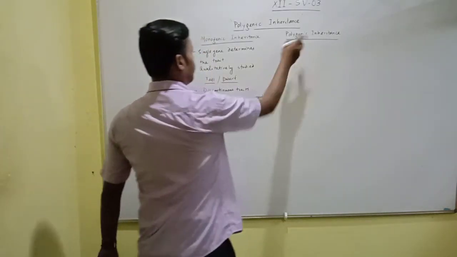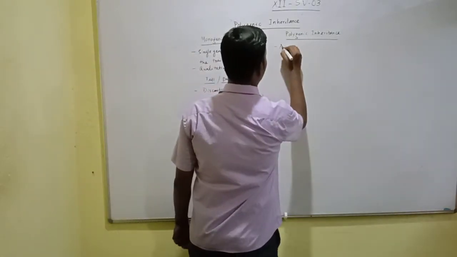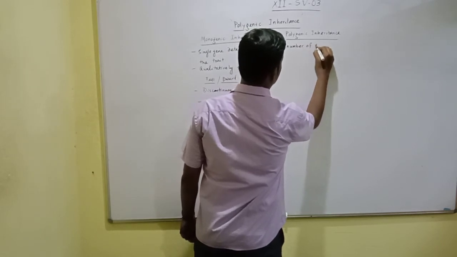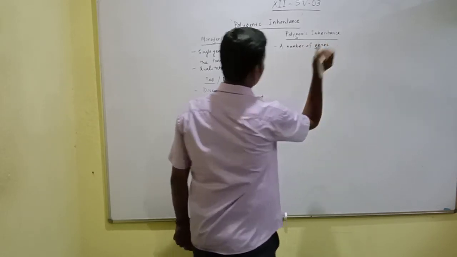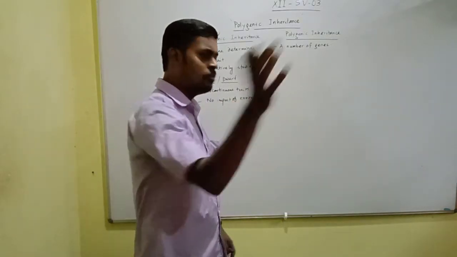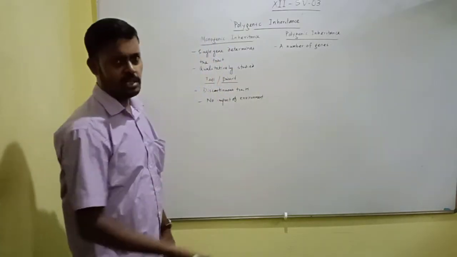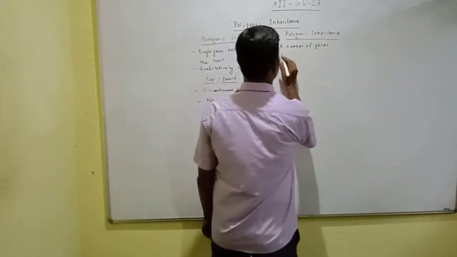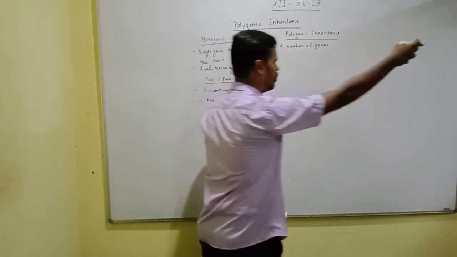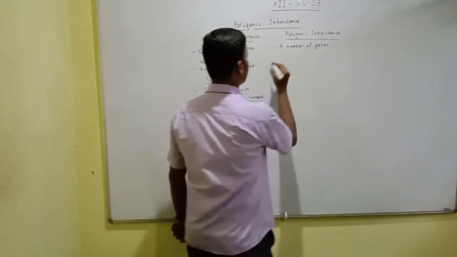On the other hand, what is a polygenic inheritance? It is controlled by a number of genes. So a number of genes present on different loci or different chromosomes, together defining and exhibiting a single character.